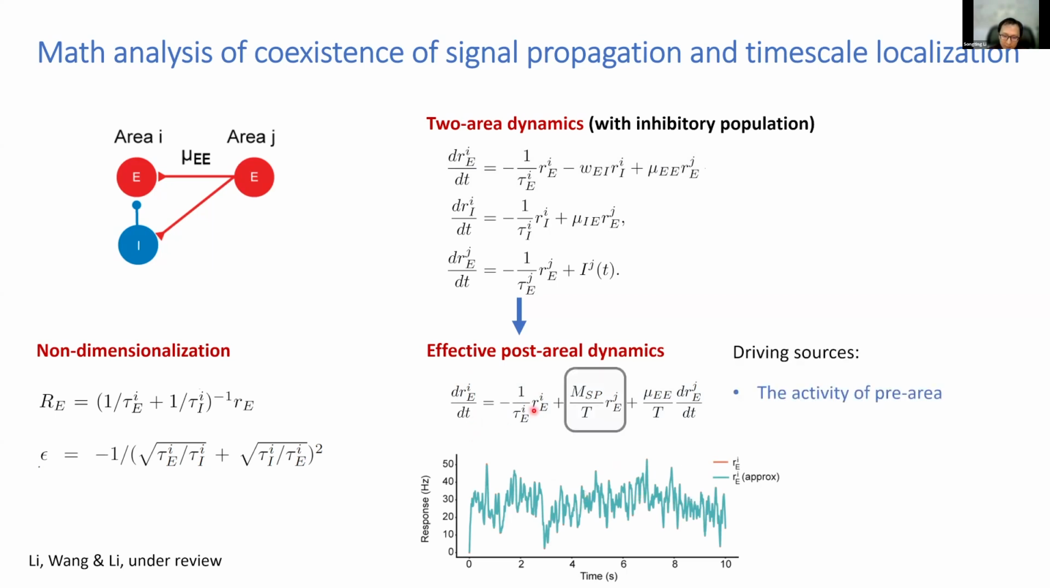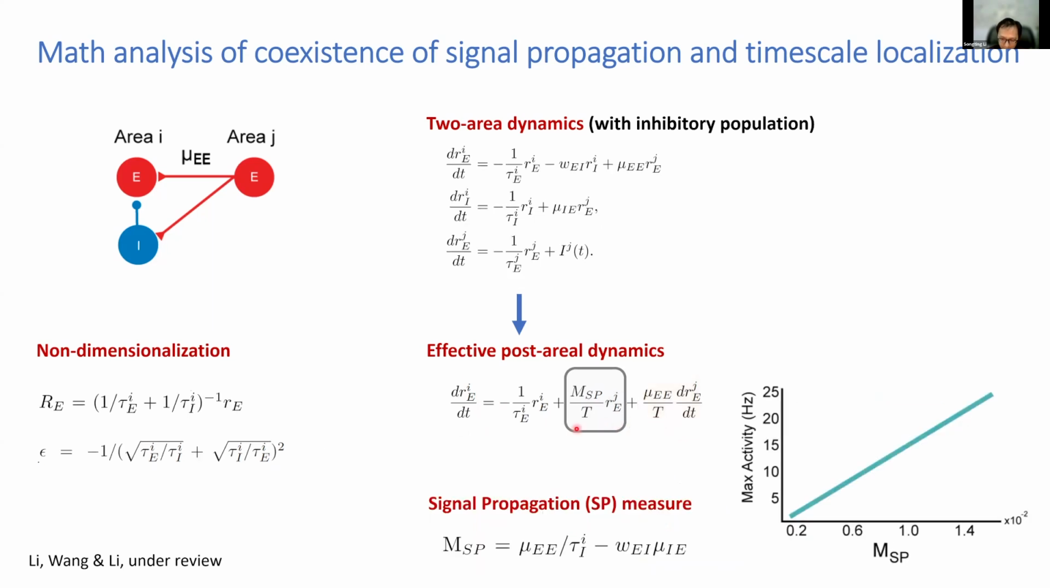And from this very simple effective post-area dynamics, it's interesting to see that the effective drive to the downstream E population has two parts. One depends on the activity of the pre, or upstream, area directly. And the other is the change of activity of the pre area. And both play a very important role. So let's first look at the first term. Let's consider when the upstream area receives some stationary input and reaches a steady state. So the time derivative can be ignored first.